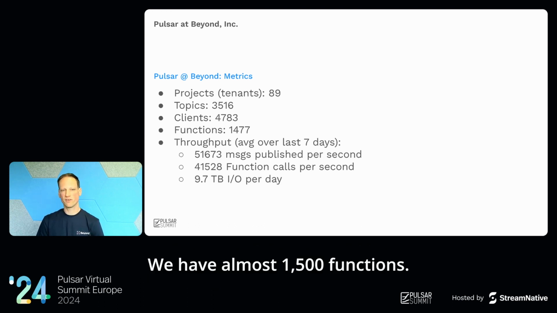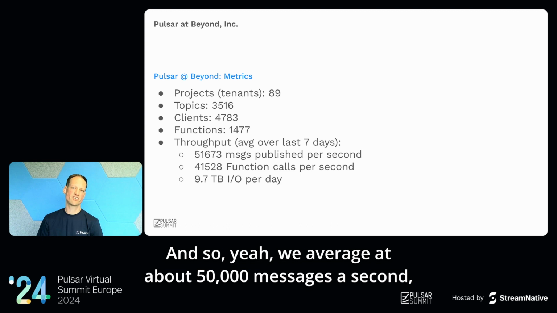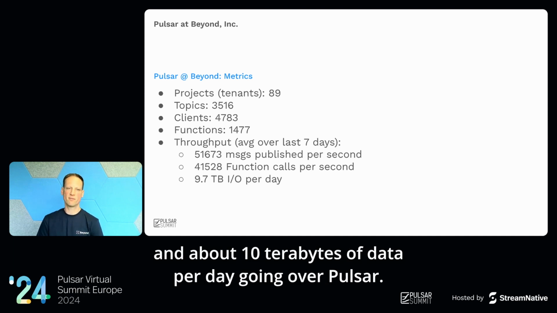We have almost 1,500 functions, and I got our average throughput over the last week, and we average about 50,000 messages a second, over 40,000 Pulsar function calls every second, and about 10 terabytes of data per day going over Pulsar.